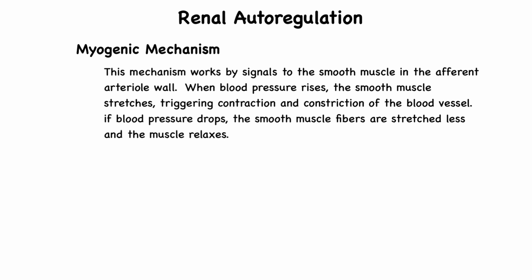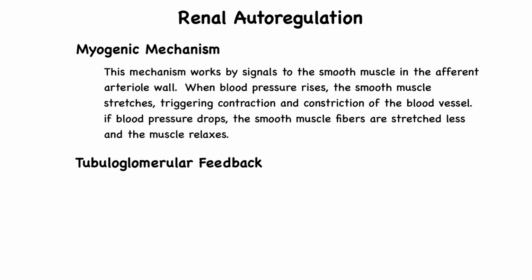If blood pressure rises, the afferent arteriole constricts to reduce glomerular filtration rate. This decreases blood volume in the glomerulus and brings glomerular filtration rate back to normal. If blood pressure drops, then the afferent arteriole will dilate to increase glomerular filtration rate. This increases blood flow into the glomerulus and increases glomerular filtration rate.